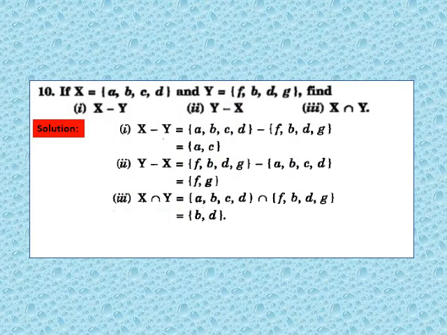Next is question number 10. If X = {A, B, C, D} and Y = {F, B, D, G}, find X minus Y. X minus Y means the elements which are in X but not in Y. So we have only two elements, that is A and C. Now Y minus X means the elements which are in Y but not in X. So we have two elements again, F and G. And X intersection Y means the common elements. The common elements in X and Y are B and D. Very simple. So pause and note down the solutions.